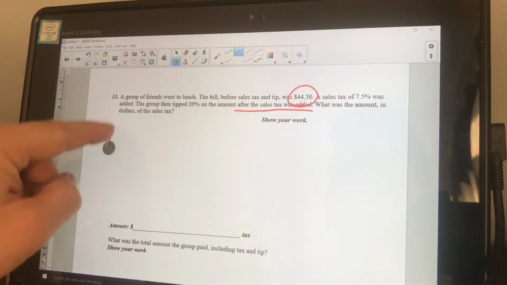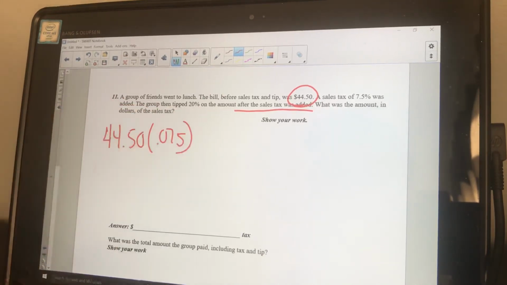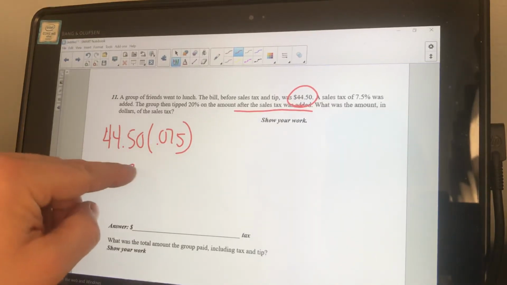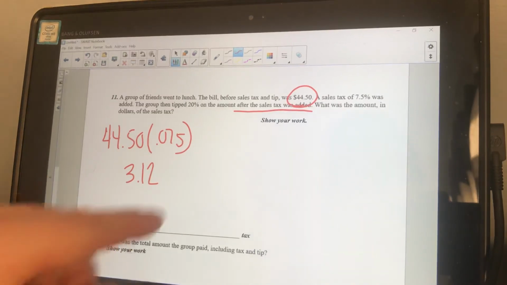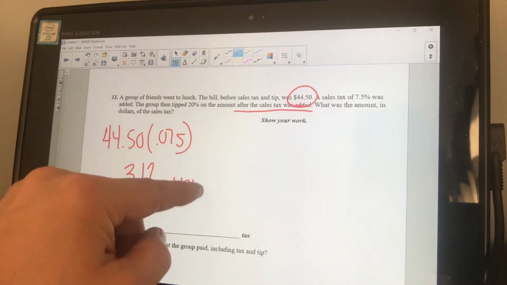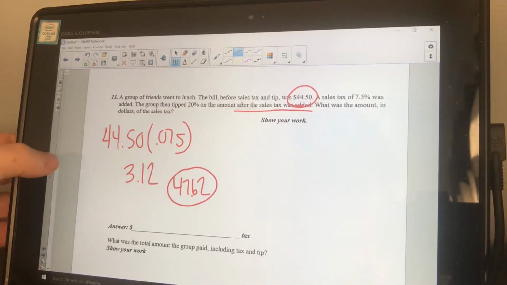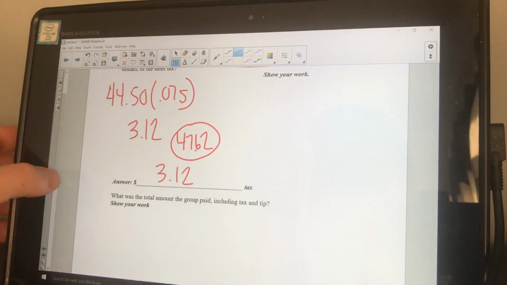Okay, $44.50 times 0.075. That's going to give us our tax. That's $3.12. I'm going to add that to the $44.50. Okay, $3.12 plus $44.50 to get $47.62 after the tax. Okay, so $3.12 is our tax. What is the total amount the group paid?